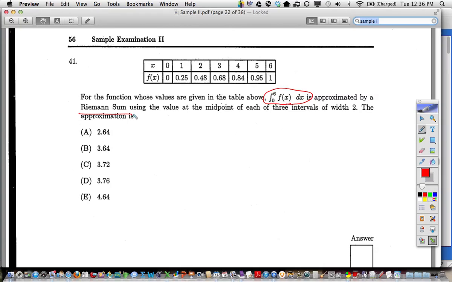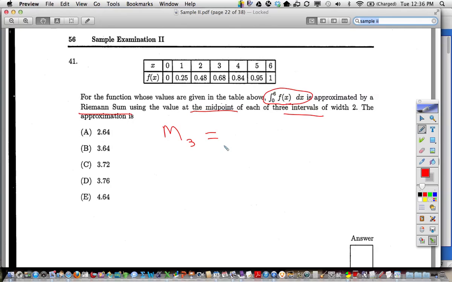Okay, a Riemann sum. We're going to write it down in notes here in a minute. But a Riemann sum is named for a guy whose last name is Riemann, a German mathematician. A Riemann sum is simply an adding up of rectangle areas. Anytime we add up rectangle areas, that's a Riemann sum. But don't write it down right now. We'll put it in notes in a moment. Okay? So what this is asking for, when it says a Riemann sum using the value at the midpoint of each of 3 intervals, is an M3 approximation.